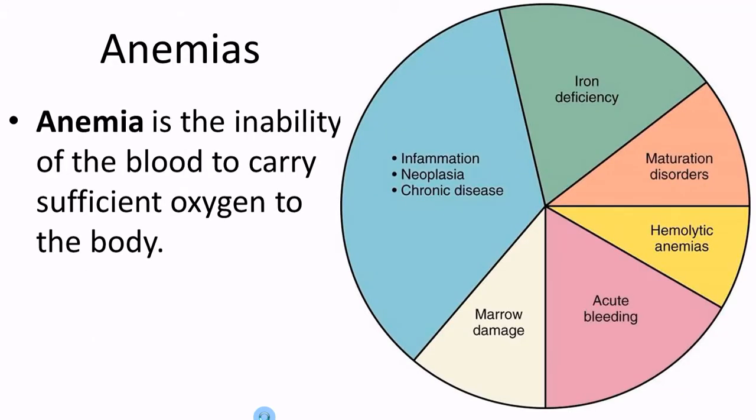All right, let's go into the anemias. So anemia in general is just the inability of the blood to carry sufficient oxygen. It's not specifically saying you have too few red blood cells. What it's telling you is that you can't carry enough oxygen.